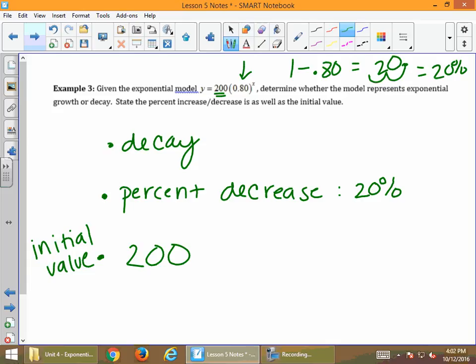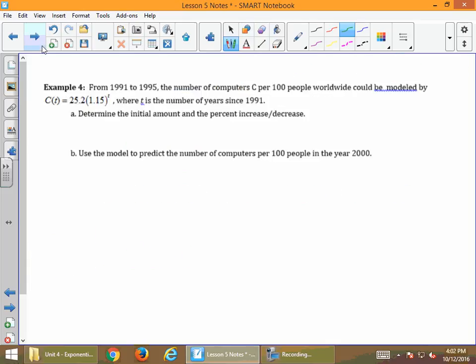One more example. Look at example 4. It says from 1991 to 1995, the number of computers per 100 people worldwide could be modeled by this equation: 25.2 times 1.15 to the t, where t is the number of years since 1991. Determine the initial amount and the percent increase or decrease. Again, the initial amount is what is in front. So our initial amount is 25.2.